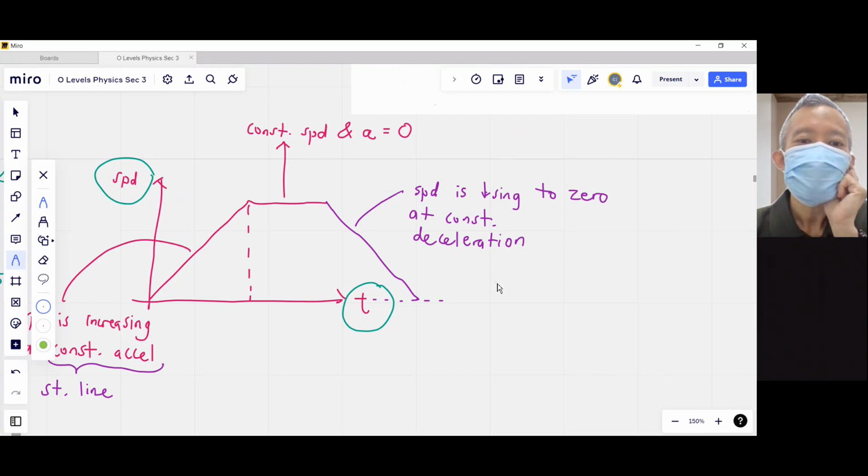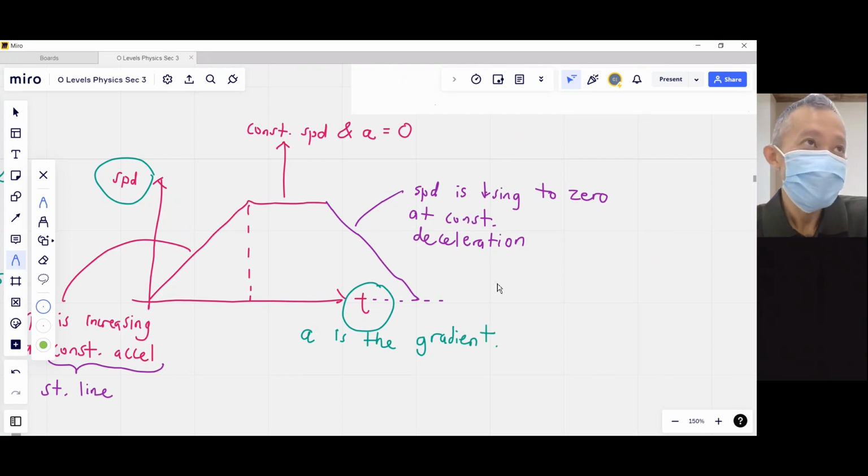Devon? The acceleration is indicated by... yeah, I know just now I asked you about the formula, but beyond the formula, if you look at the graph, the acceleration is given by the... don't get confused, the acceleration is the gradient. Don't confuse yourself, please. All right, make sure you revise your notes.